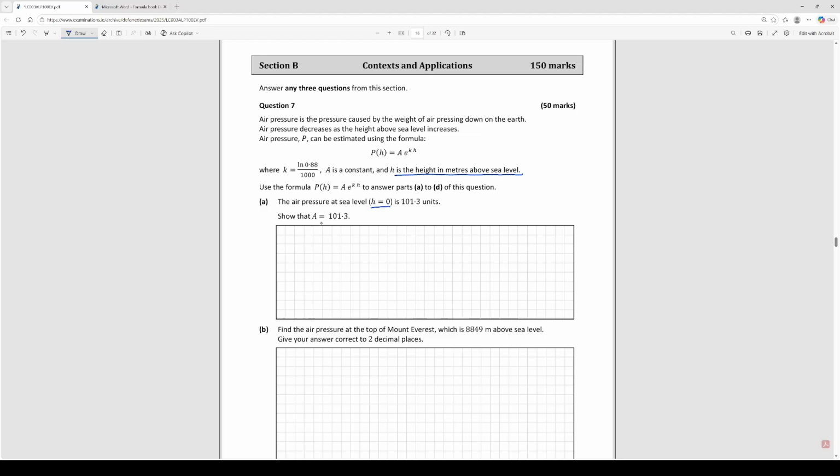They're saying show this, that A is this based on that. Very often people try to use this 101.3 straight away. I wouldn't advise it. What I would do is I would just sub in 0 everywhere for H, like they told me to. And hopefully I'll end up with that as my answer, but we'll see.